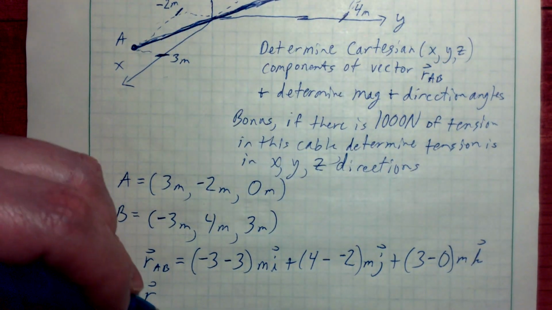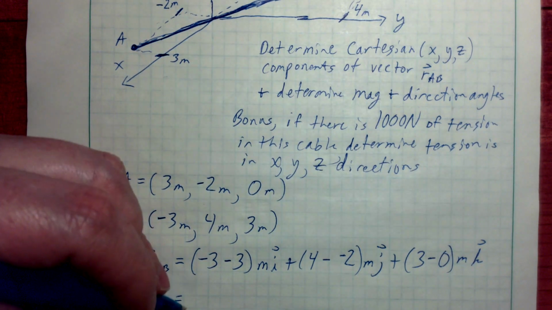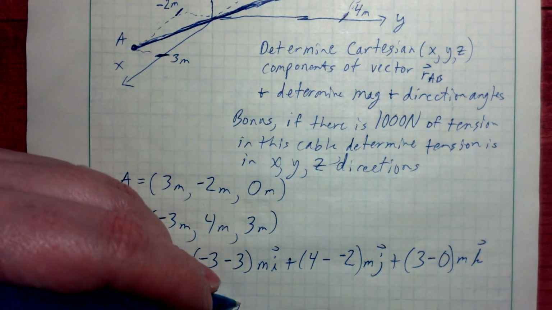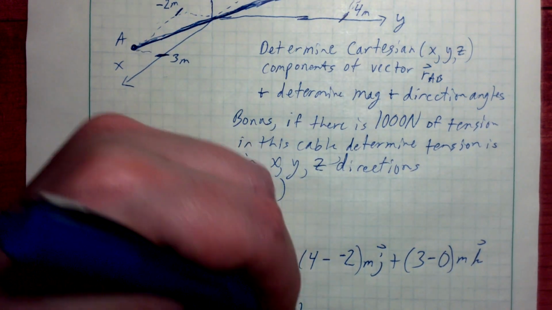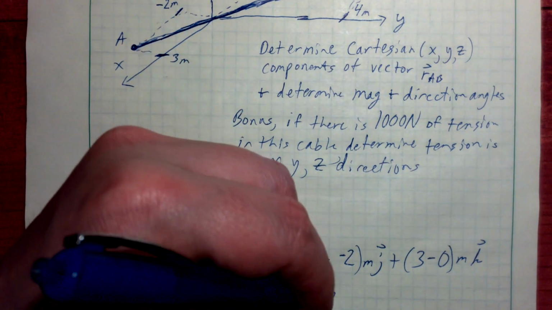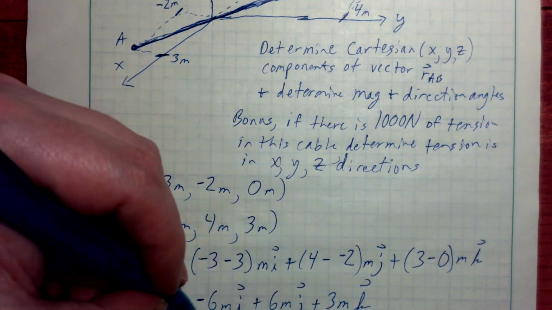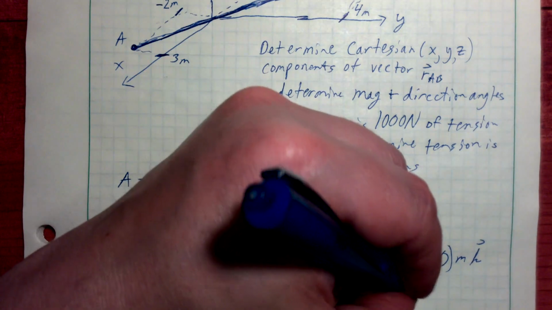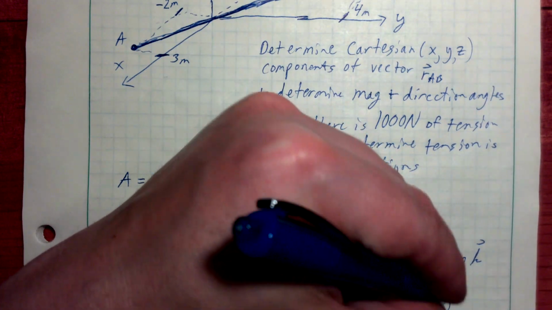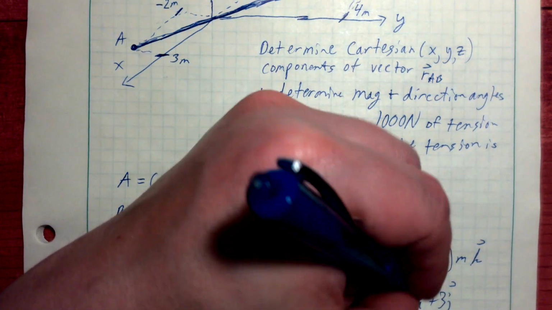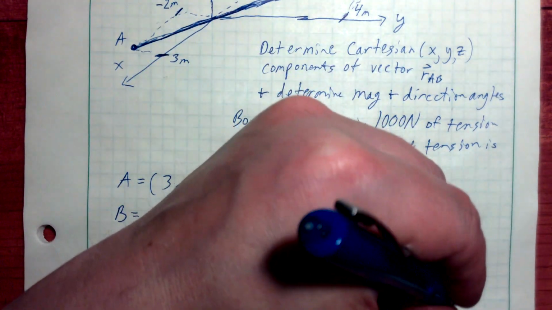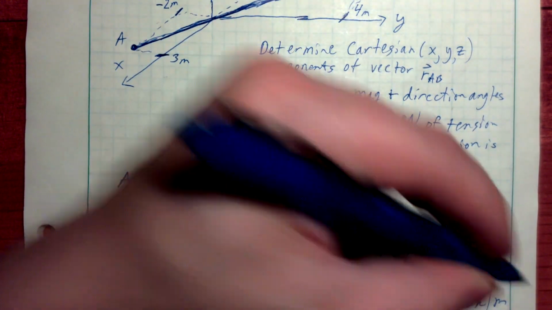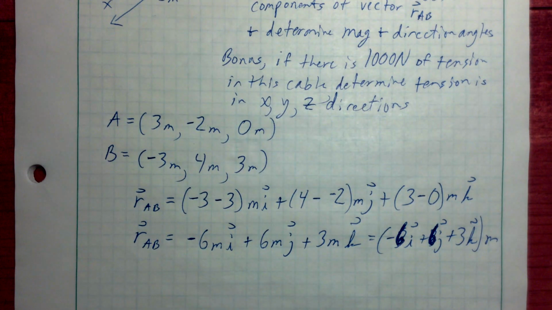So now my position vector going from A to B is minus 6 meters in the I direction, plus 6 meters in the J direction, and then plus 3 meters in the K direction. Or you could write minus 6 in the I, plus 6 in the J, plus 3 in the K, and those are all meters. Either way you want to write that is perfectly fine.